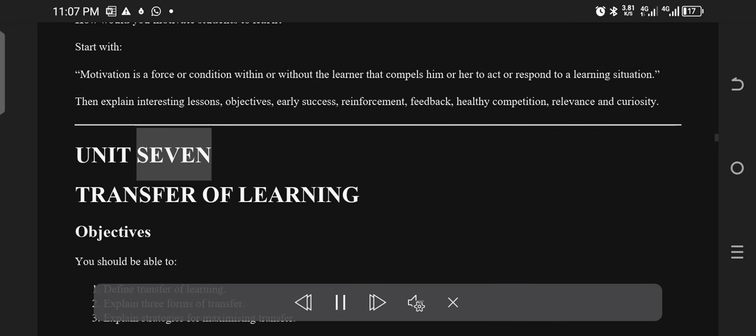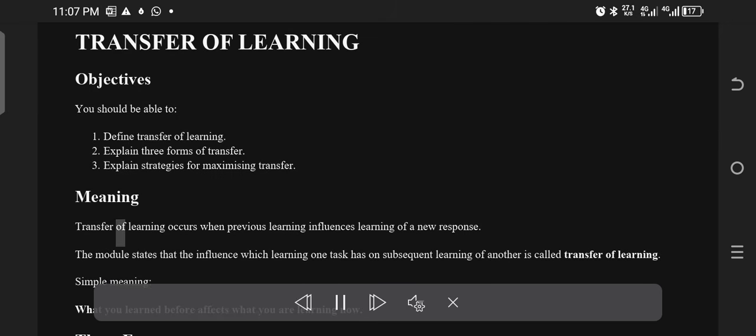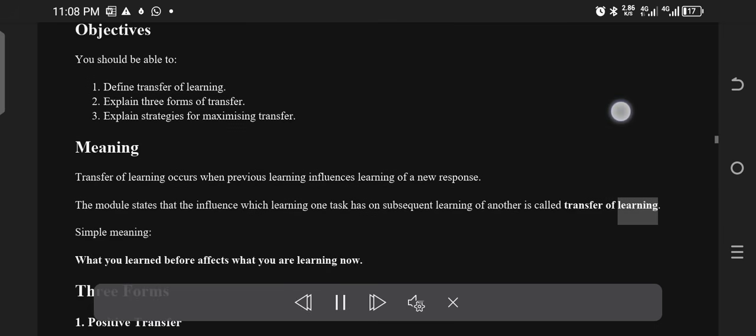Unit 7. Transfer of learning. Objectives. You should be able to define transfer of learning. Explain 3 forms of transfer. Explain strategies for maximizing transfer. Meaning. Transfer of learning occurs when previous learning influences learning of a new response. The module states that the influence which learning one task has on subsequent learning of another is called transfer of learning.